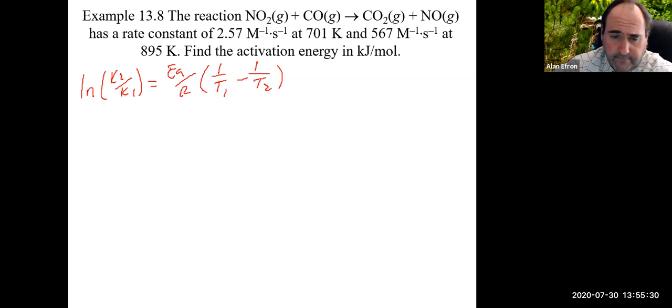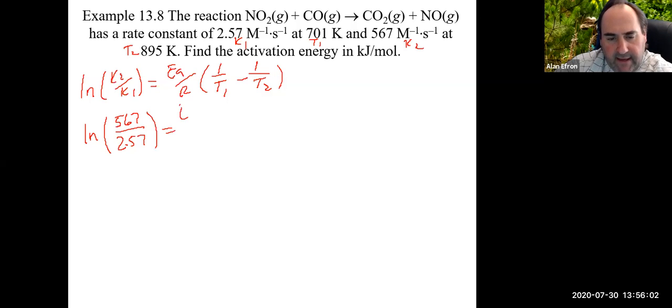So I'm going to call this K1, which means by default, this guy here will be T1. This will be my K2. And again, by default, that guy there would be my T2. Again, it really doesn't matter which ones you make ones or twos, as long as, as I mentioned, you keep the numbers together. So that's going to give me the natural log of my K2, which is 567, divided by my K1, which is 2.57, equals E of A, which is what we are solving for, times my 8.314, which is my gas constant.